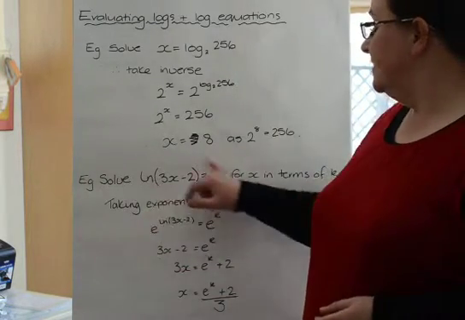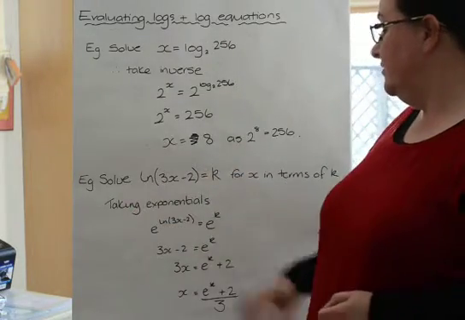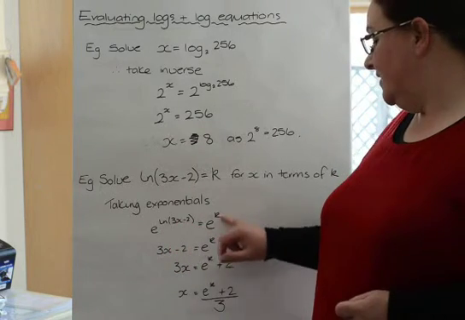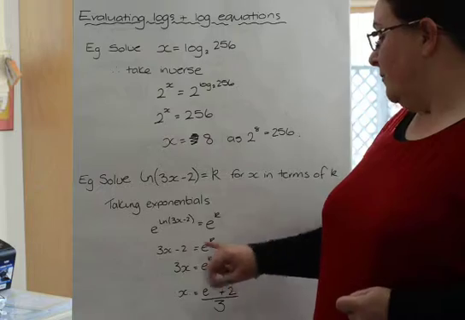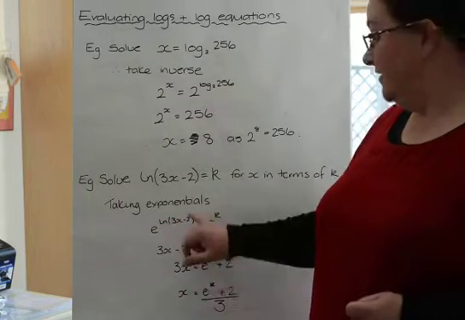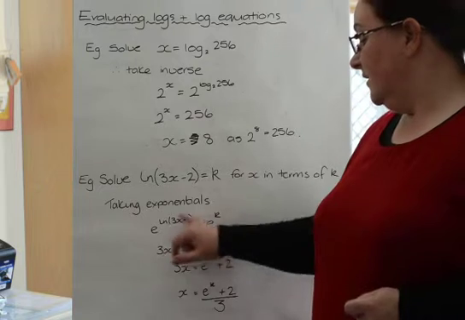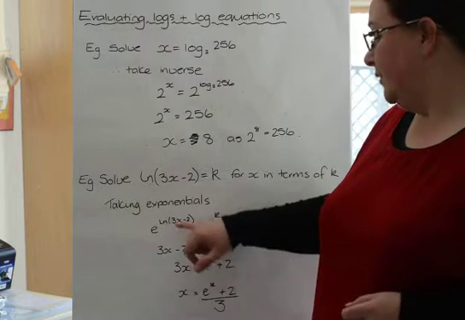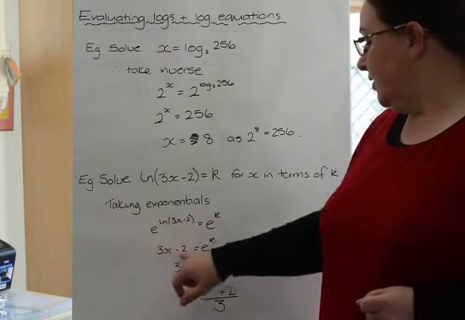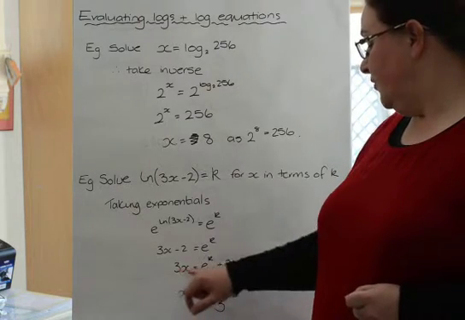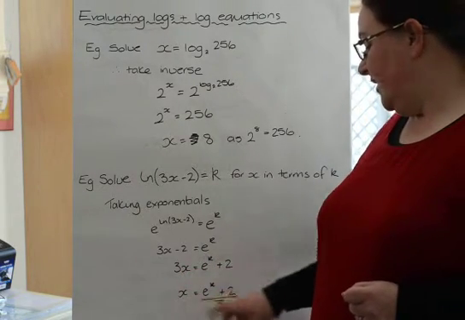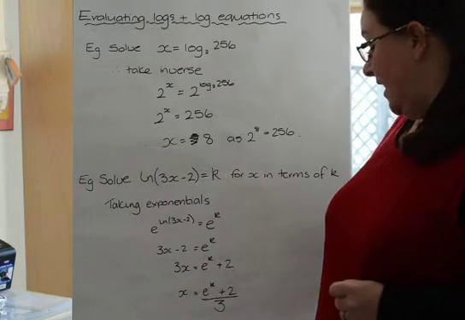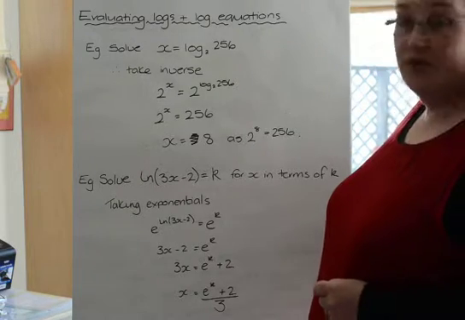The first thing I'm going to do is take exponentials of that, because it's useless to me like that. So I have e to the ln of (3x minus 2) equals e to the k. Remember, e to the power of a log is just going to be that bit there, the bit inside. So 3x minus 2 equals e to the k. 3x is e to the k plus 2, and finally, to make x the subject, I divide by 3, so I end up with x equaling (e to the k plus 2) all over 3.